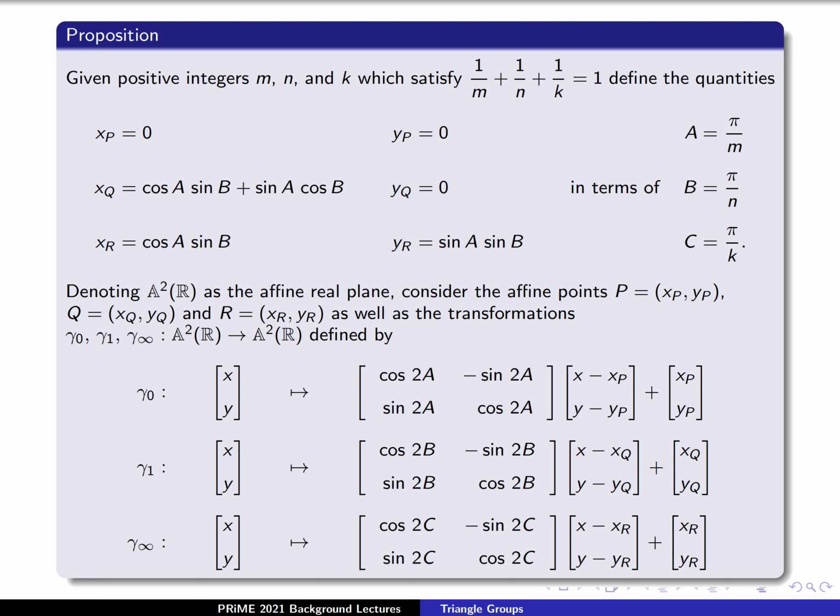And finally, let's define 3 transformations, gamma 0, gamma 1, and gamma infinity, rather explicitly as you see here on your screen. Don't worry so much about the explicit formulas. We'll explain in just a moment what these represent.